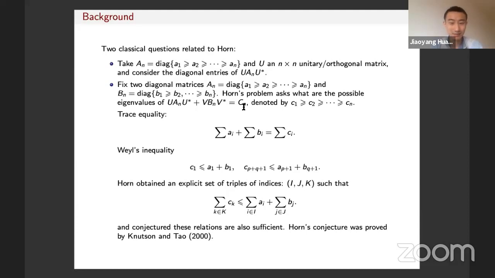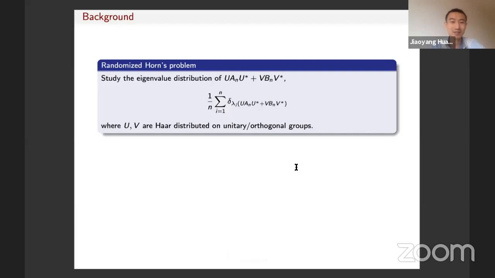The sum is given by Cn. And this Horn's conjecture was proven by Knutson et al. in a famous paper around 2000. Since this is a probability seminar, we will consider the randomized versions of those two problems, like the randomized version of Horn's problem. So it's to study the eigenvalue distribution of U An U star plus V Bn V star.